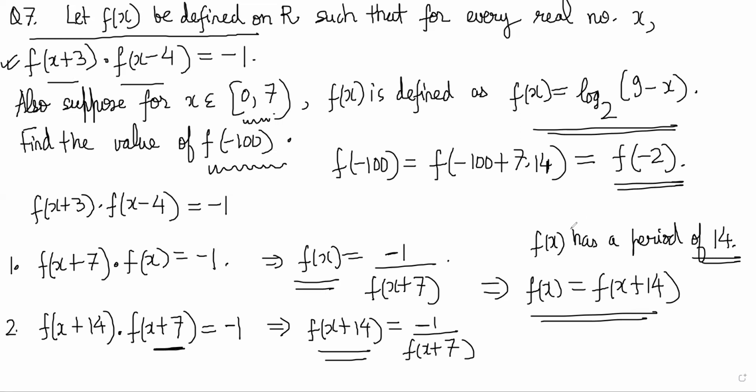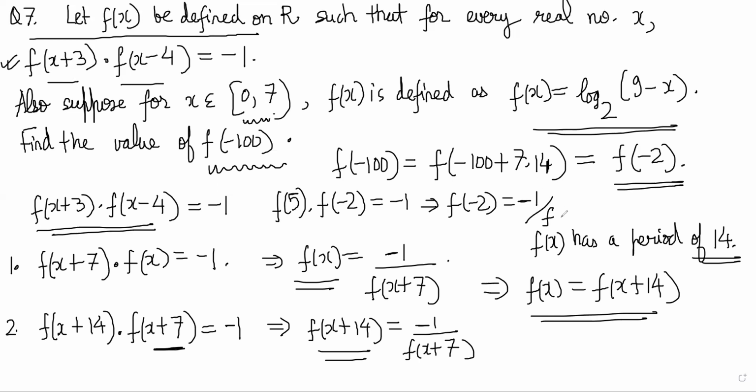And f of minus 2, we can say, putting x is equal to 2 in this equation, we will get f of 5 into f of minus 2 is equal to minus 1. So that implies that f of minus 2 is equal to minus 1 by f of 5, right? And minus 1 by f of 5 is properly defined in this region, right?